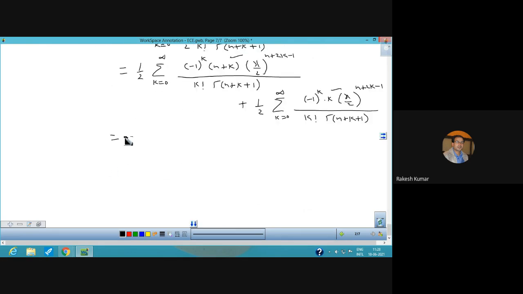So now a further adjustment is required. So 1/2 summation k varies from 0 to infinity (-1)^k. Here you can have (x/2) raised to power n-1+2k. First we are writing just the minus 1. And we shall have a k factorial together with n+k.